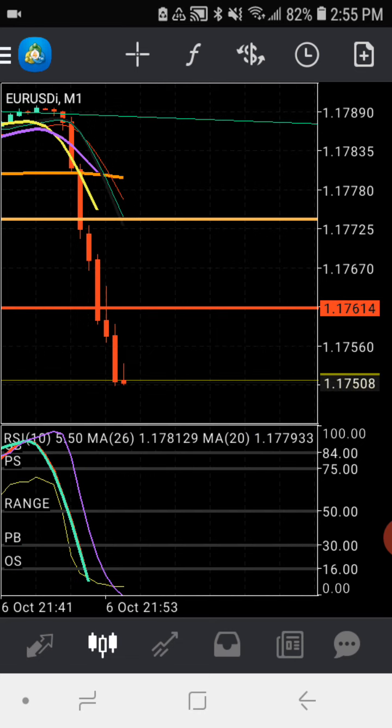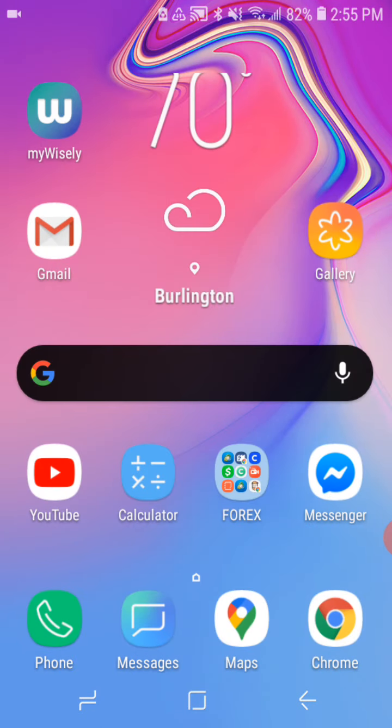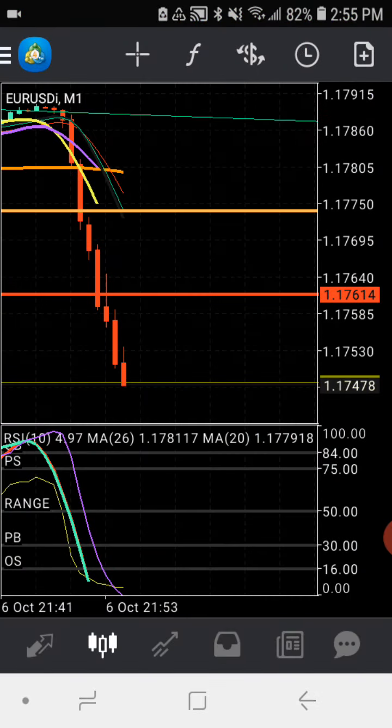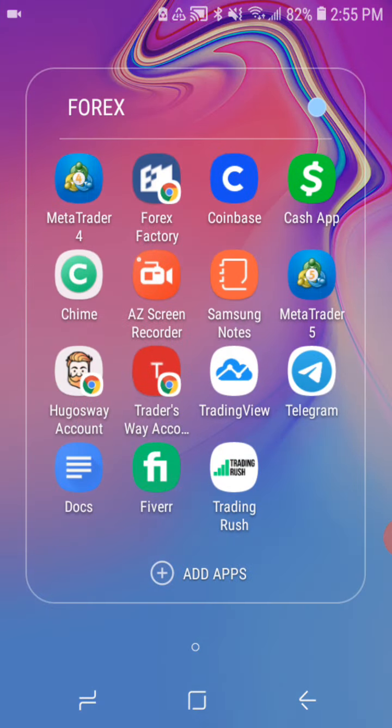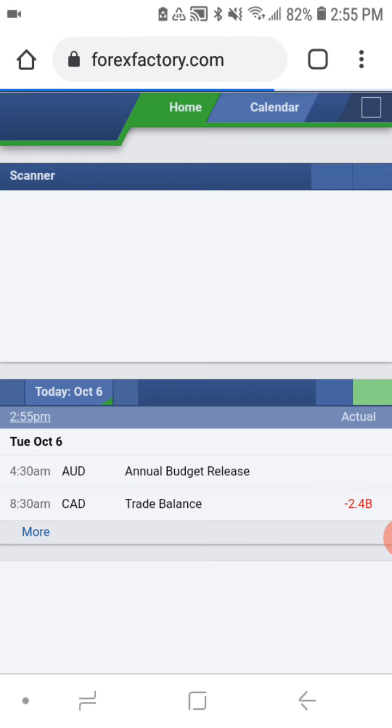But that had to be news. Let's go check. Let's go check. Euro USD 255. I'm going to show you guys how to check news right quick. Go to Forex Factory. All right. And that Forex Factory, when you come inside here, that was a Euro USD pair.